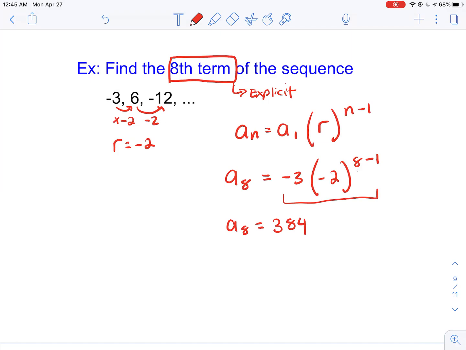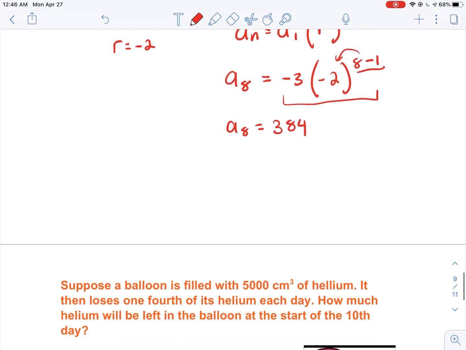384. Okay, when you plug this whole thing into your calculator, please make sure that the exponent only goes to this parentheses. And make sure the negative is inside the parentheses, because if it's not, and it's just to the 2, you're going to get a different answer. Or you have the possibility of getting a different answer.